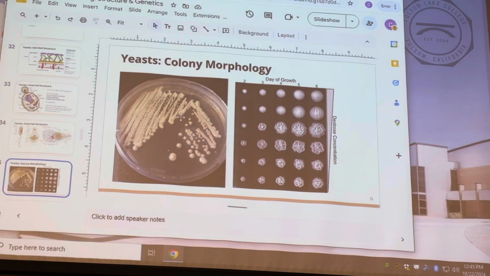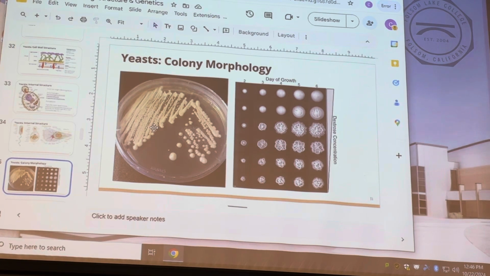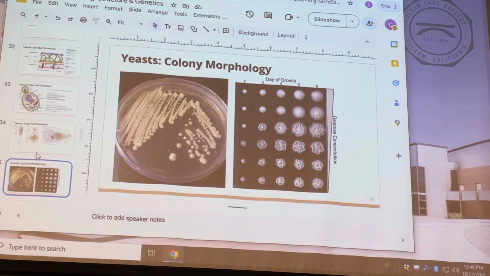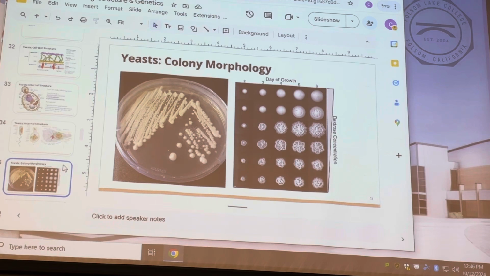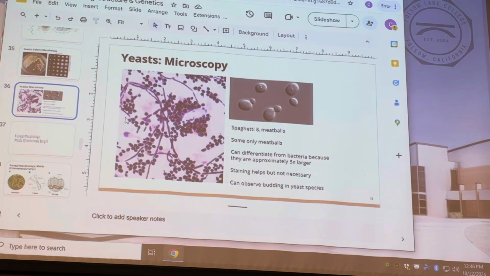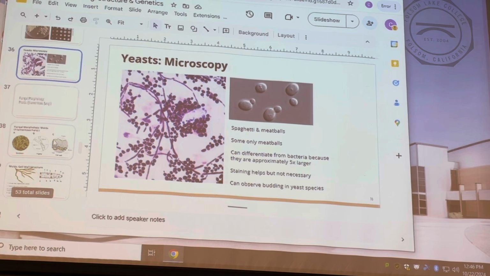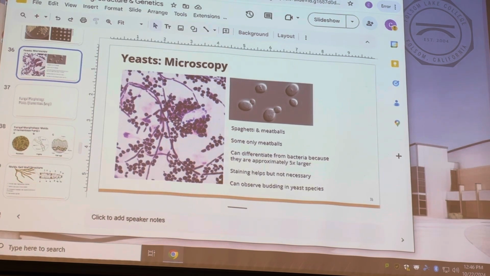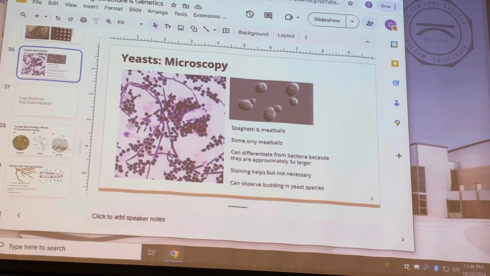So colony morphology: they look really weird on an agar plate. If you noticed an agar plate of yeast versus an agar plate of bacteria, you'd be like, what is that? That doesn't look normal. They're creamy and heavy, there's a ton of it. So they're different, and they require a lot of glucose in the medium. Under the microscope, they look like spaghetti and meatballs. Sometimes they just look like the meatballs themselves. Yeast sometimes don't have pseudohyphae, so it's just something to think about.